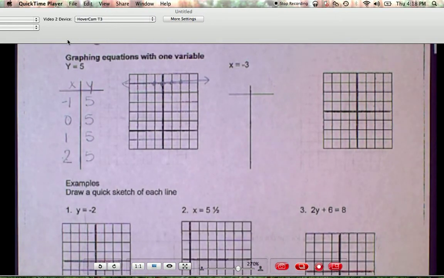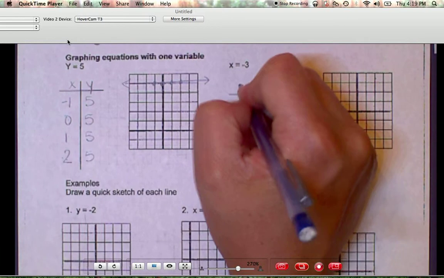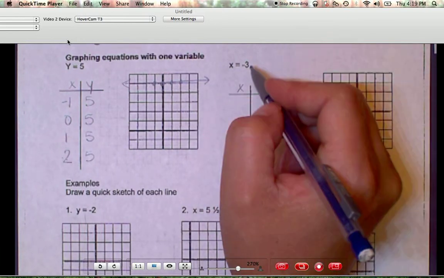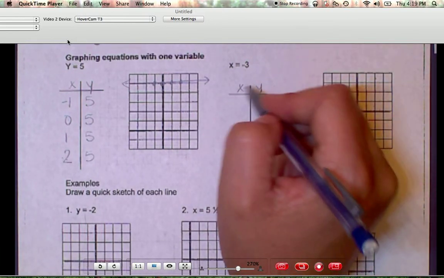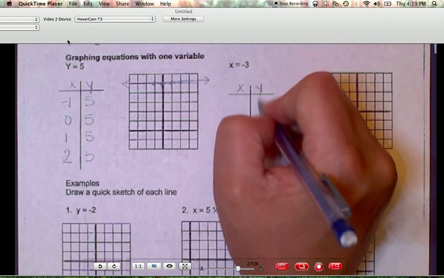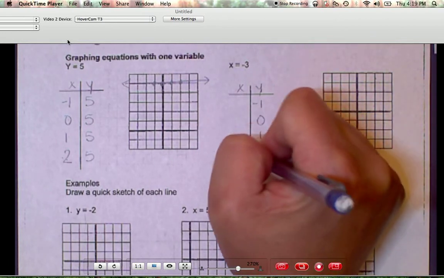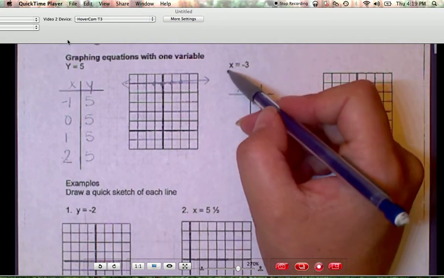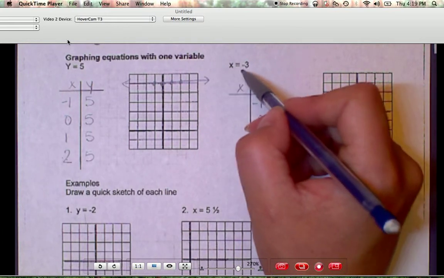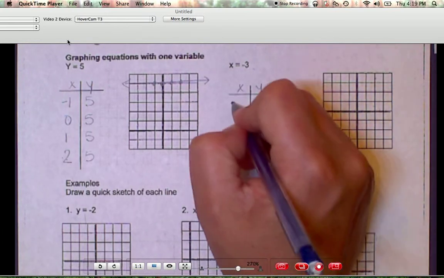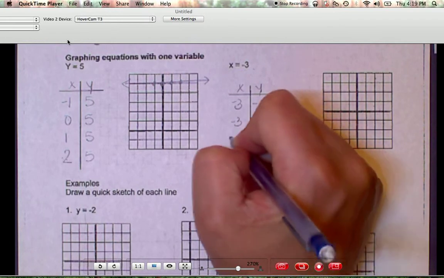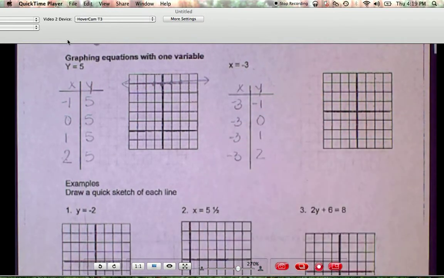Okay. What about if x equals negative 3? Now this is going to be tricky when we make the table because instead of putting values in for x, we're going to put values in for y. Negative 1, 0, 1, and 2. And this time it says, I don't care what y is, x equals negative 3. So x is negative 3 every time.